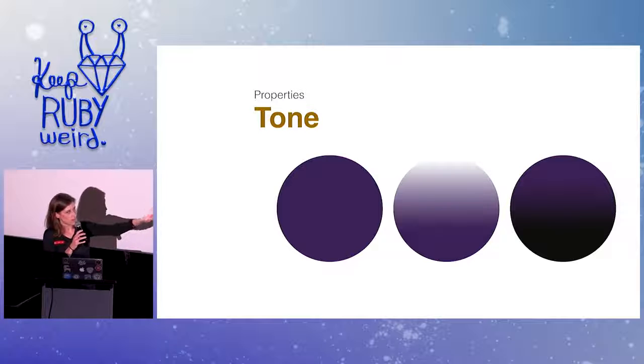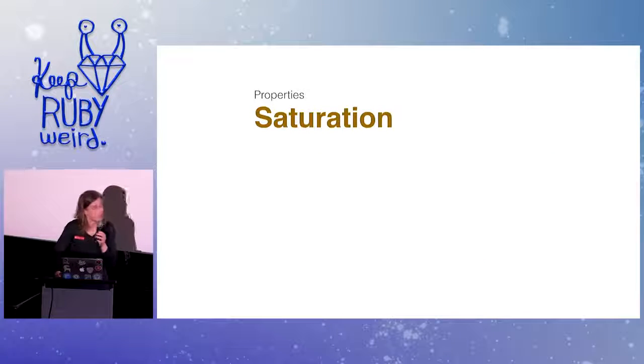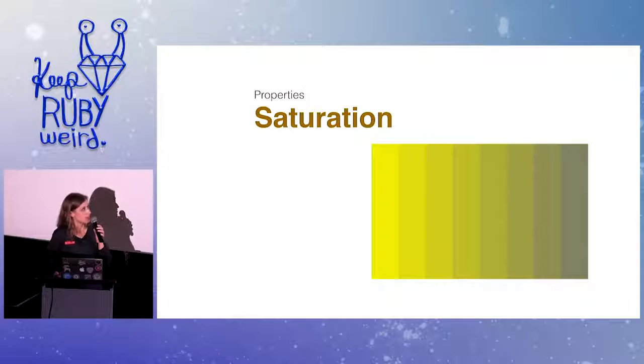And then the far circle on the left is a shade, which is made by blending a tone with black. So then you can skew to the dark side. The dark side of your color? I don't know. So then we have this idea of saturation.